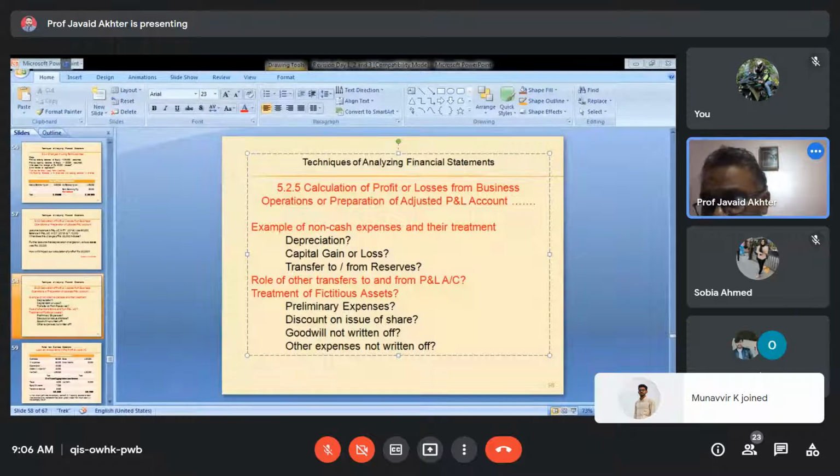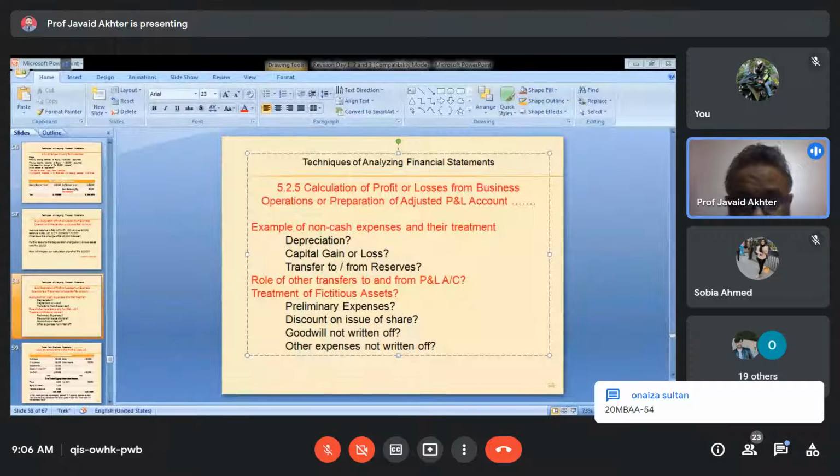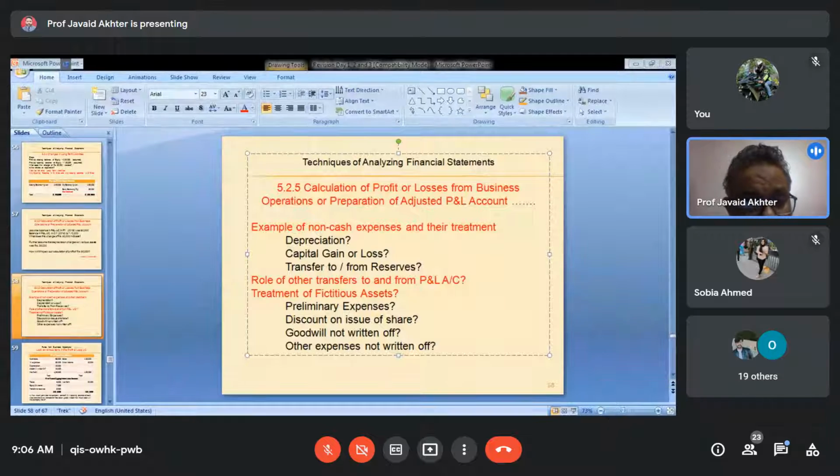It will happen, and in 5 years, this balance will become zero. This process is known as amortization. So you are writing off goodwill every year, 1/5. What is happening? Only the profit is getting reduced, but nothing is going out of the company. All these kinds of things are added back.